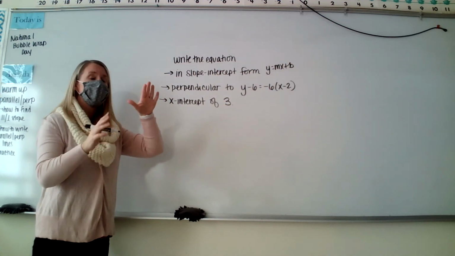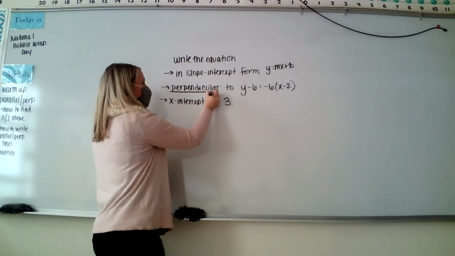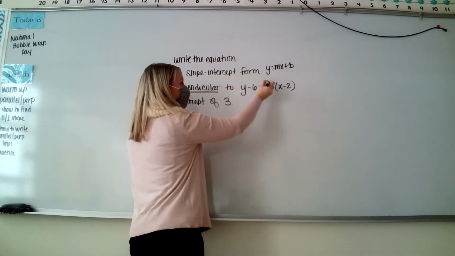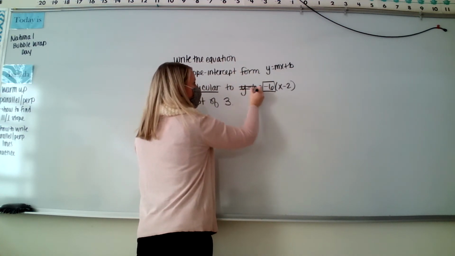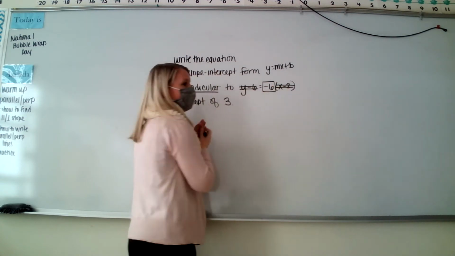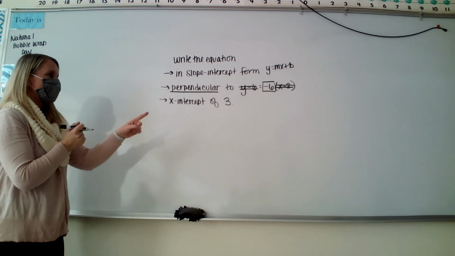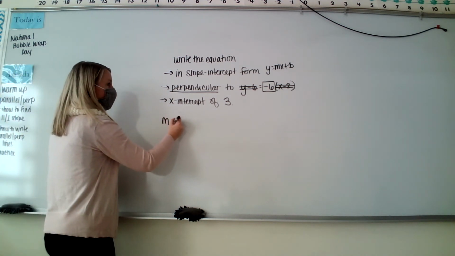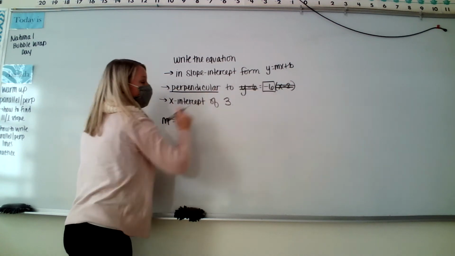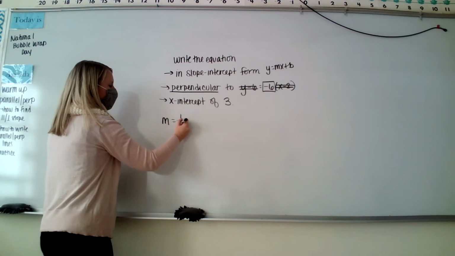Perpendicular, so now I know I'm only focusing on the slope. So I go to this equation and find the slope. In this case, I know where it is because it's in point slope. Look at it, I don't even care about that other information, so don't even look at it. All I care about is it's perpendicular to -6, which means my slope is the opposite, which is positive, and the reciprocal of 6, which is 1/6.